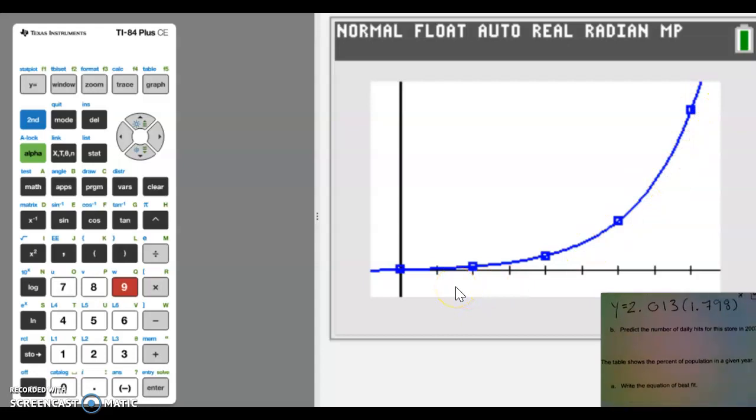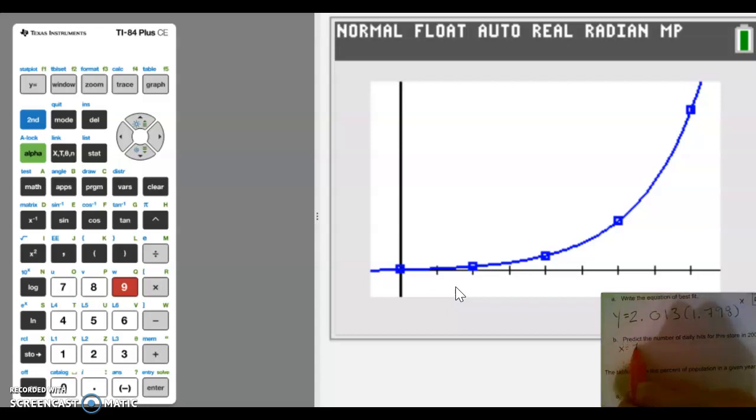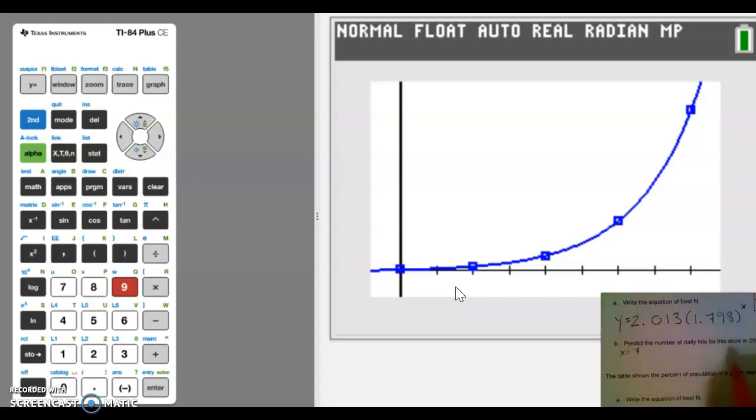All right. So our last question for this one is predict the number of daily hits for this store in 2007. Well, 2007 is 7 years past 2000, so x equals 7. So this is interpolation. It is inside the data set. Our data set goes from the year 2000 to the year 2008, so 2007 is inside the data. So my answer should be between 68.1 and 220, reasonably.